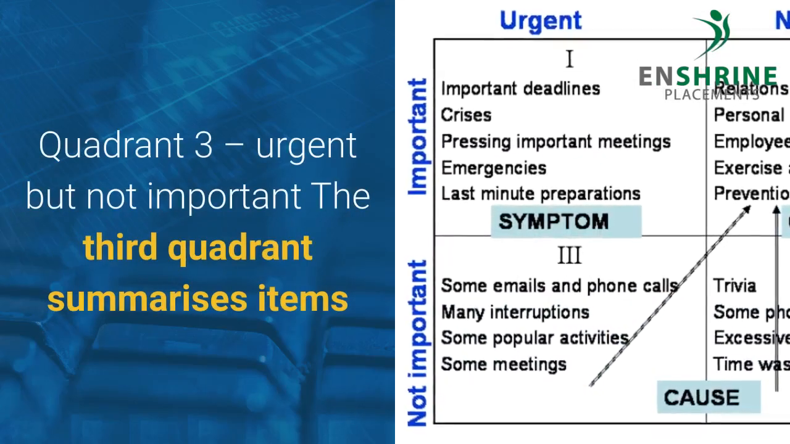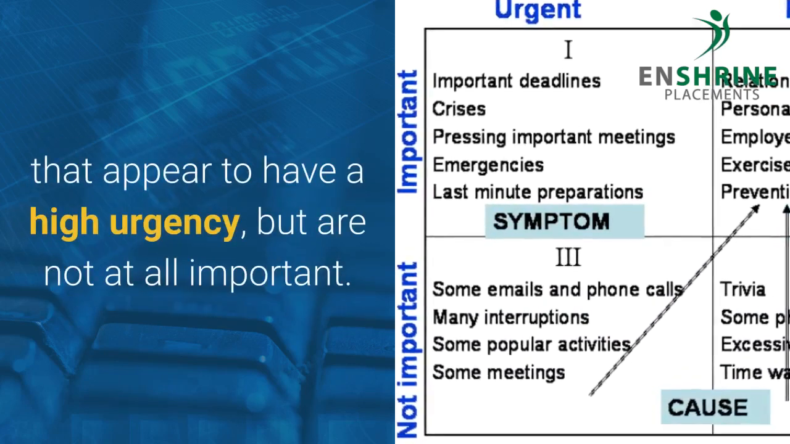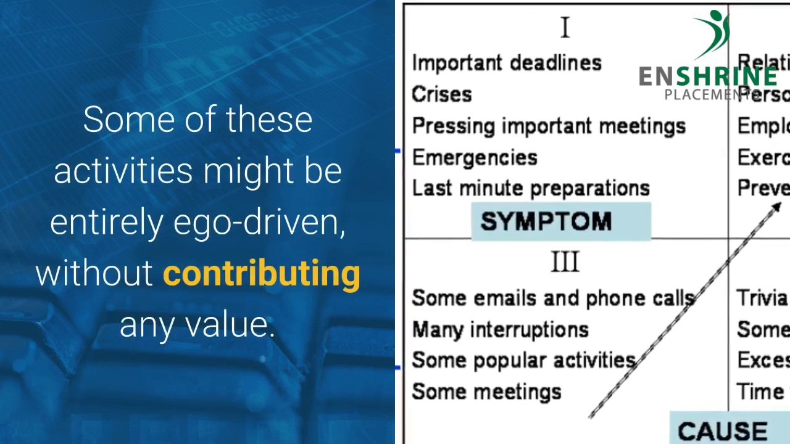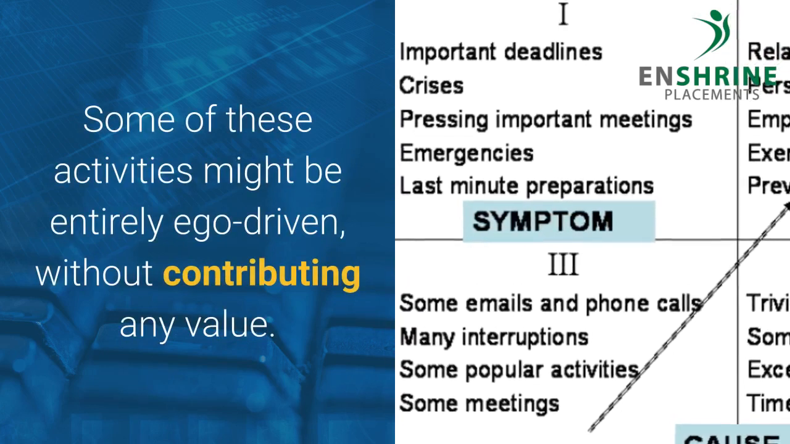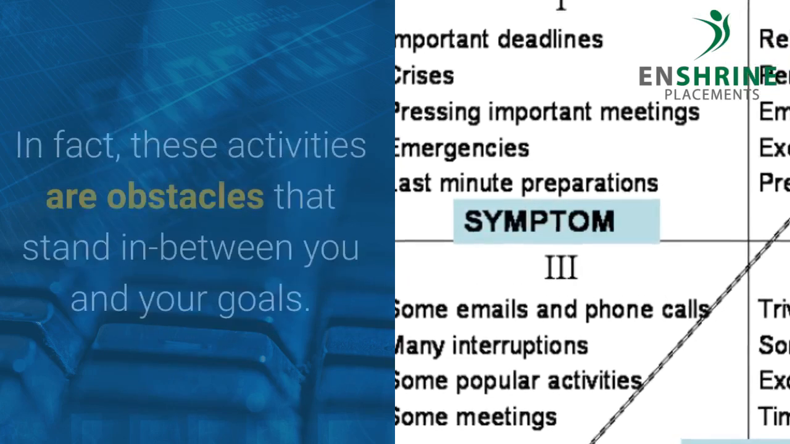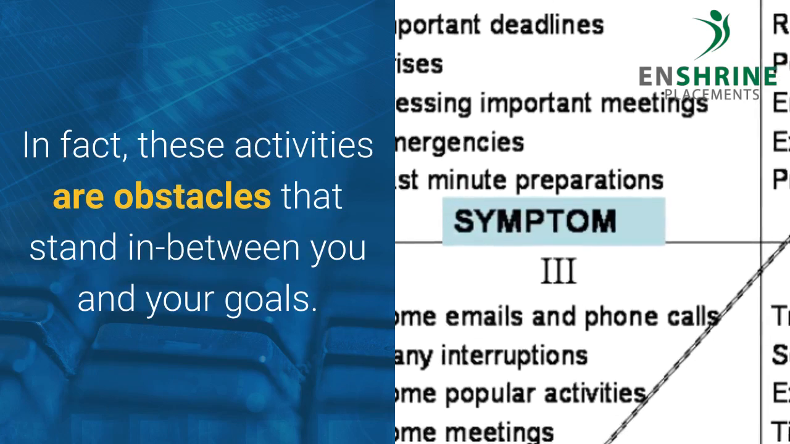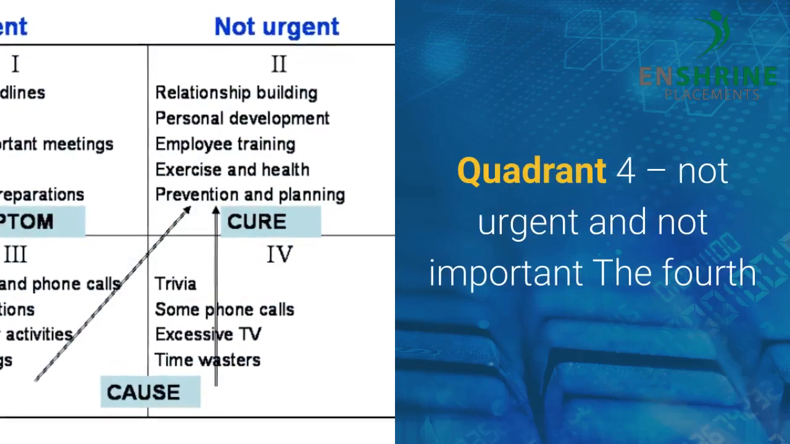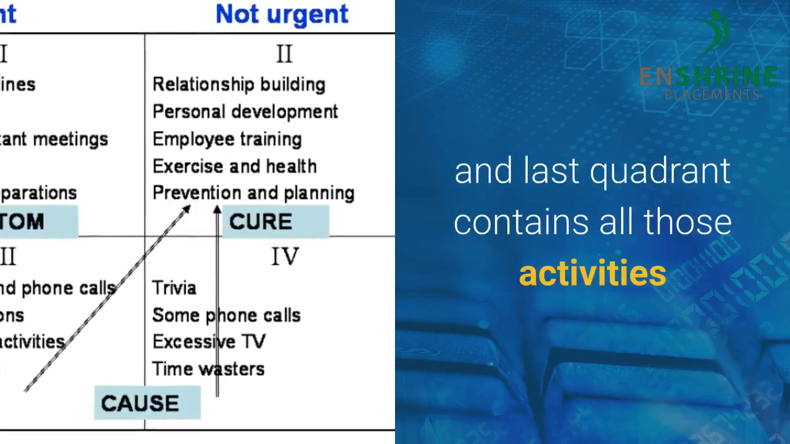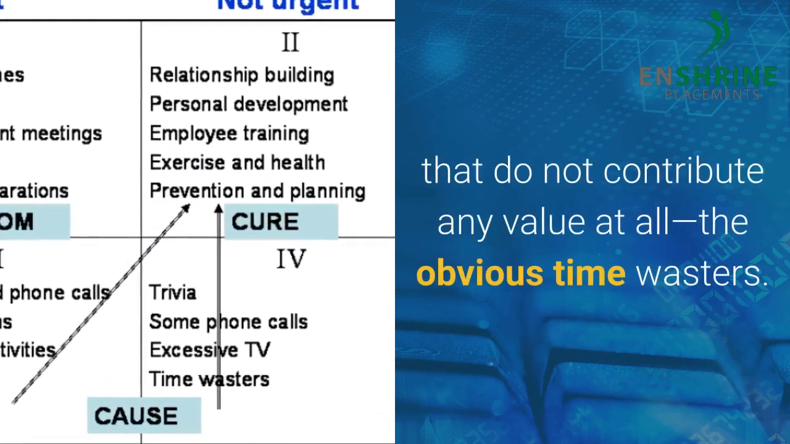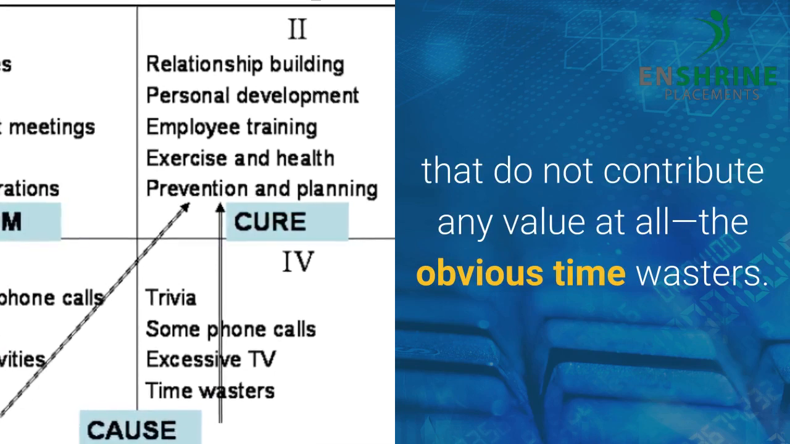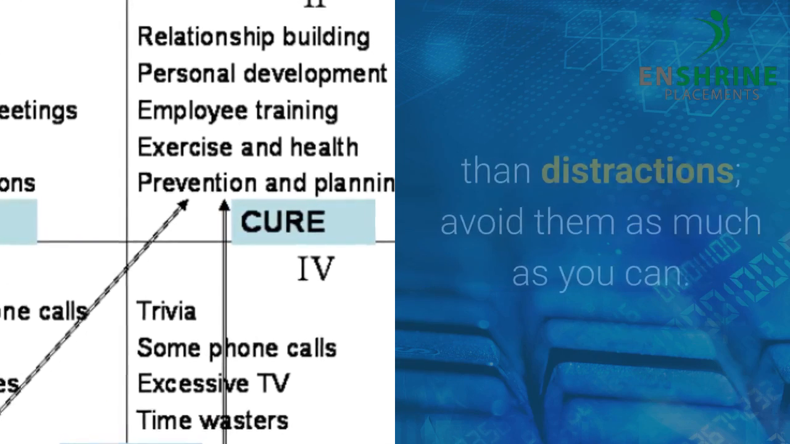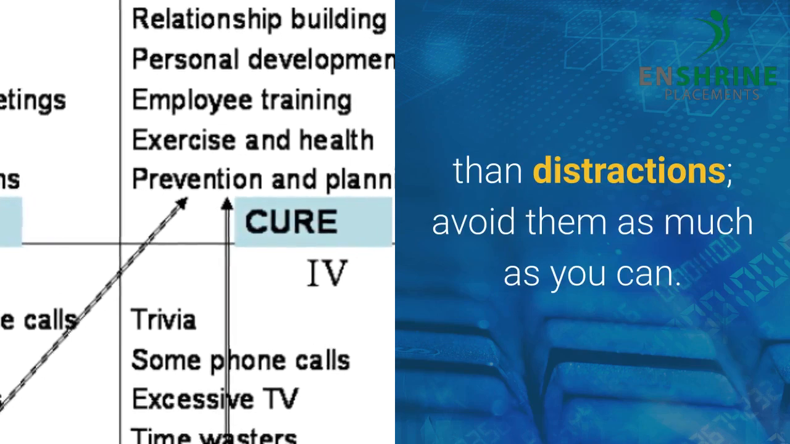The third quadrant summarizes items that appear to have a high urgency, but are not at all important. Some of these activities might be entirely ego-driven, without contributing any value. In fact, these activities are obstacles that stand in between you and your goals. Quadrant 4, not urgent and not important. The fourth and last quadrant contains all those activities that do not contribute any value at all, the obvious time wasters. All the activities contained therein are nothing more than distractions, avoid them as much as you can.